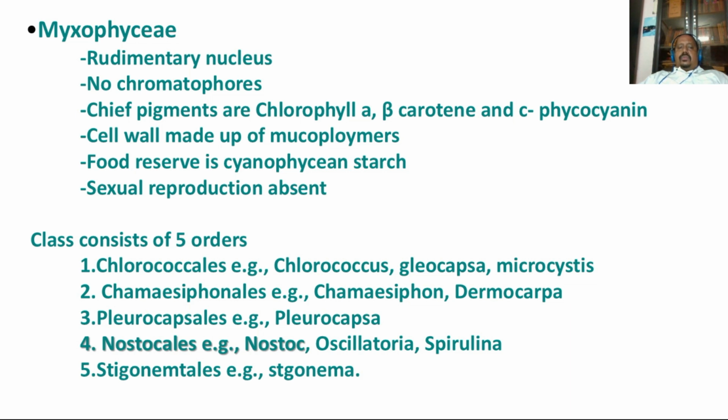The class consists of 5 orders: Chroococcales, Chamaesiphonales, Pleurocapsales, Nostocales, and Stigonematales. Among these, we have to study Nostocales in detail with the type Nostoc. So that's all. Thank you.